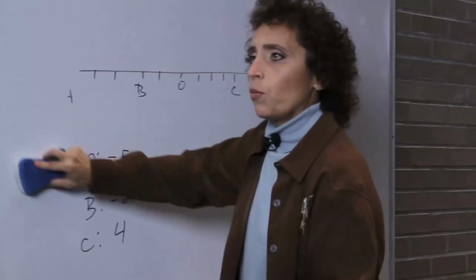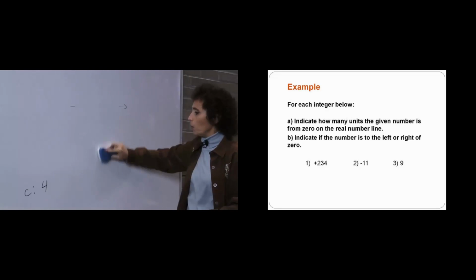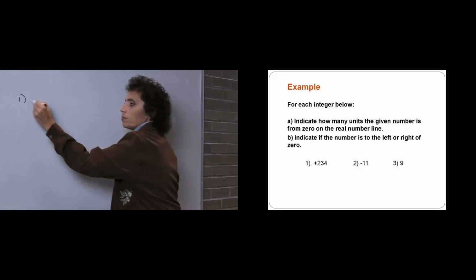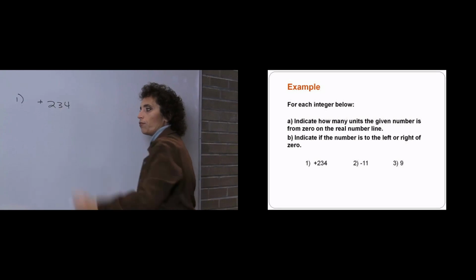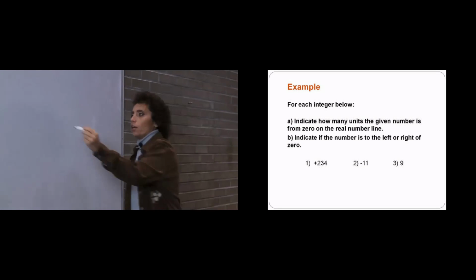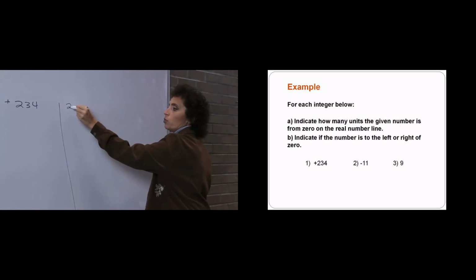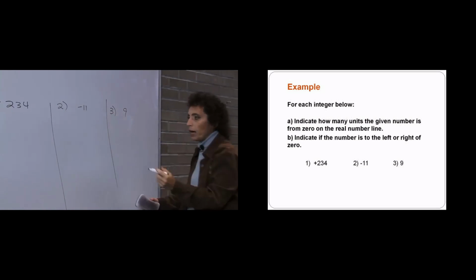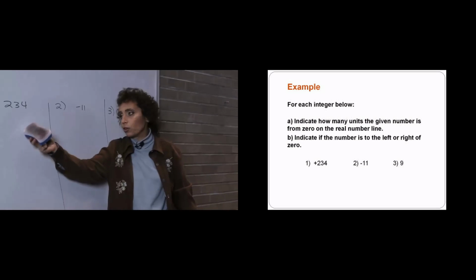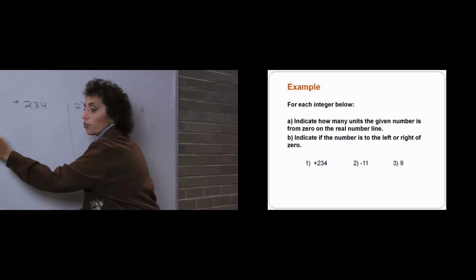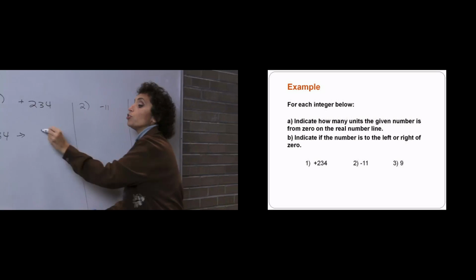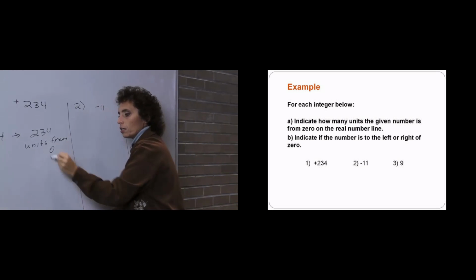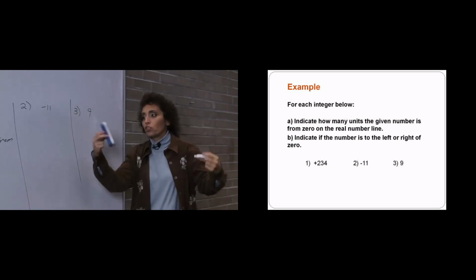In this next example, we want to indicate how many units the number is from 0, and we want to know if it's to the left or right of 0. So we're going to start with 234. And remember, you don't need that positive sign because positive numbers do not need the sign. Negative 11 and 9. And it just says 9, but that is a positive 9. So we want to know how many units that is from 0 and if it's to the left or to the right. Well, 234 is 234 units from 0. Okay? And it's to the right of 0 because it's above 0.